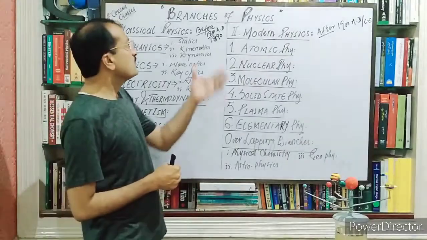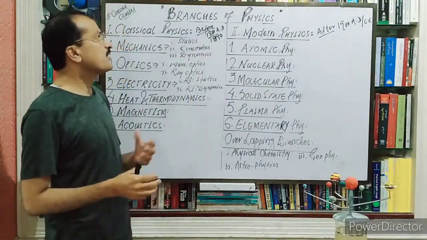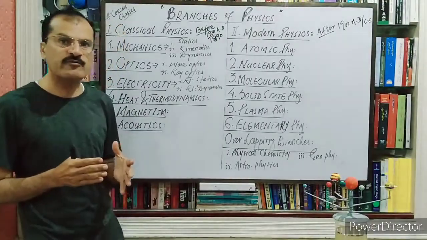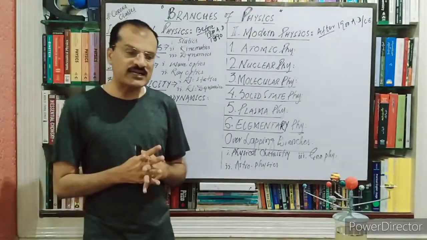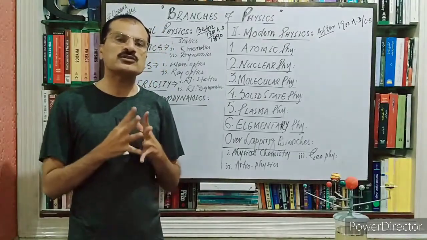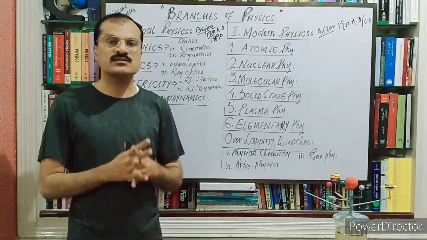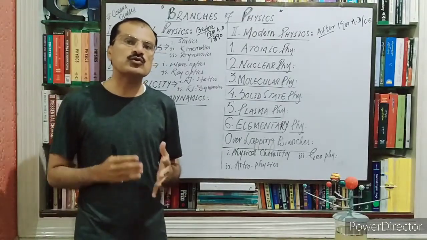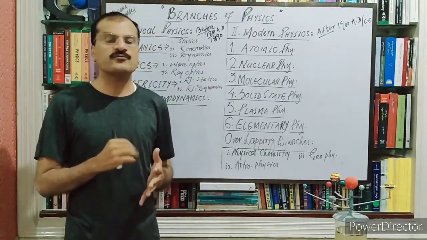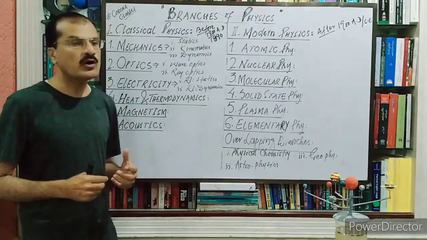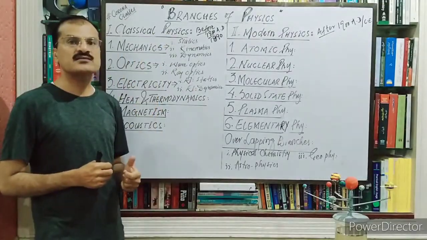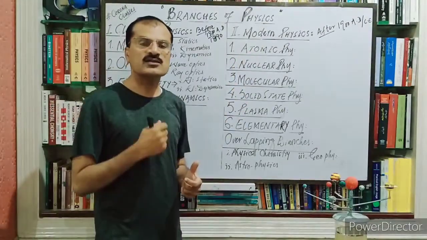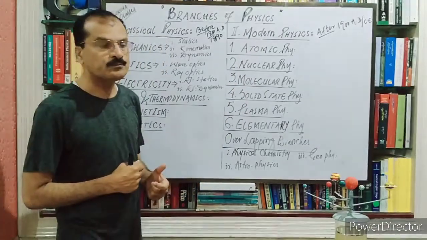So today our topic is the branches of physics. As you know, physics has developed a lot, so it is divided into some groups or classes or parts. Basically there are two classes or two branches of physics. One is the older one, also known as classical physics. The second is the new one, also known as modern physics.